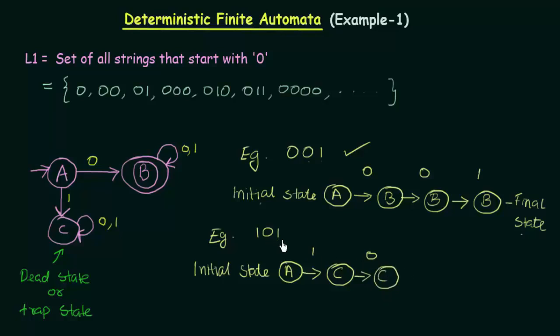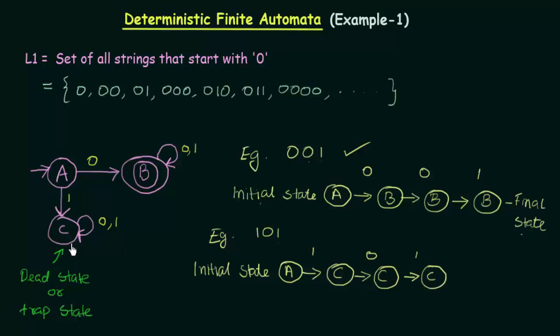Okay, and what is the next input? It is 1. So what happens when I get input 1? I'm in state C, and when I get input 1, it stays in state C. Still stays in state C. And now I've reached the end of the string. And where am I at the end of the string? I am in state C.